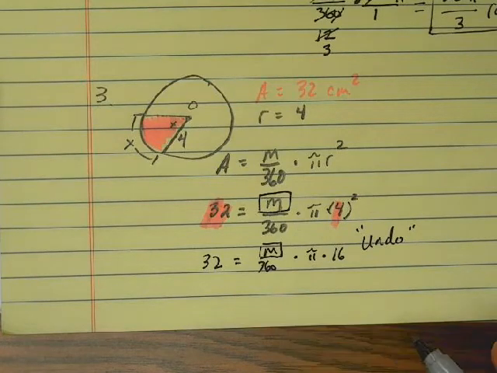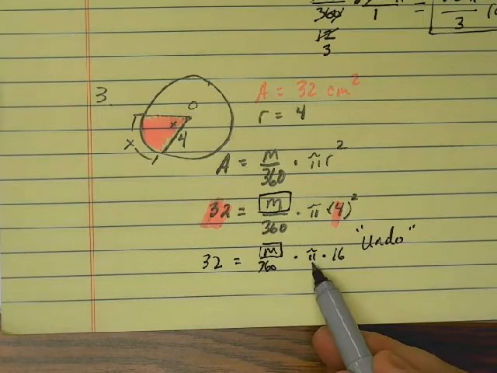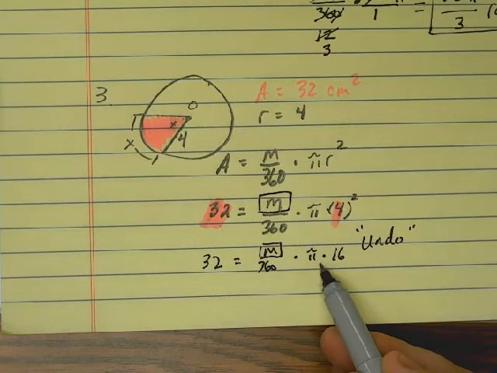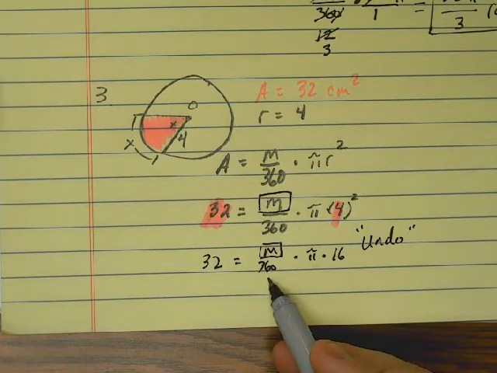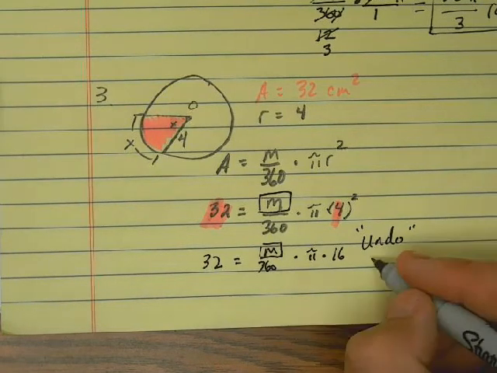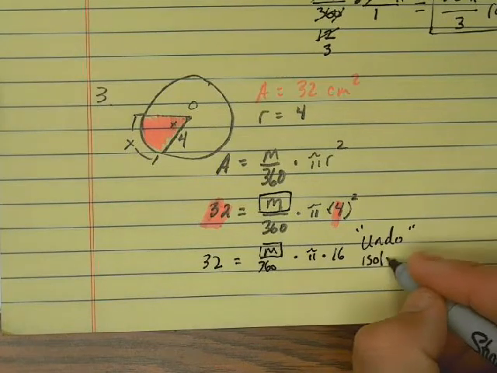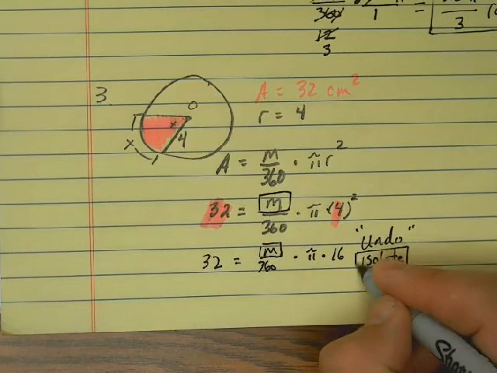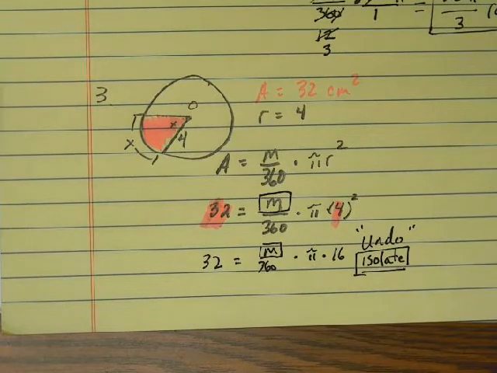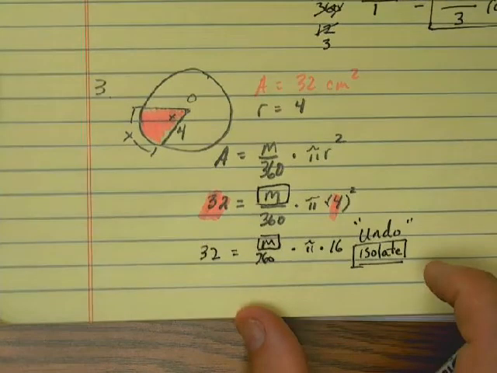Okay, I can't emphasize that enough. But there's 3 things I'm going to have to get rid of. I'm going to have to take this pi to the other side, the 16 to the other side, and this 360 to the other side. Because the reason I'm undoing whatever they're doing is because I want to isolate my variable. I got to get my variable all alone. Got it?